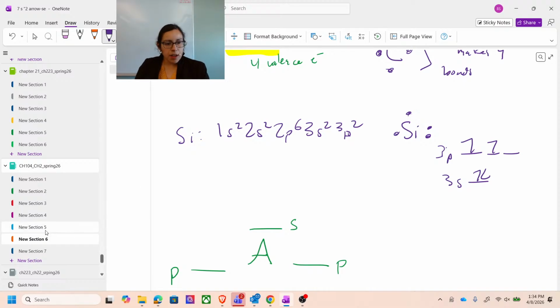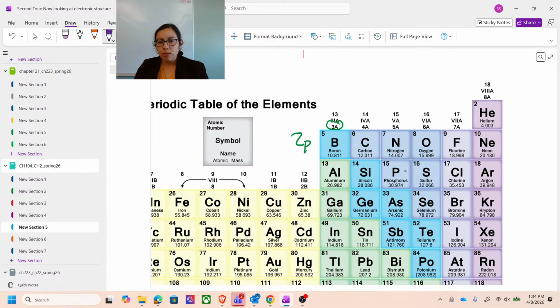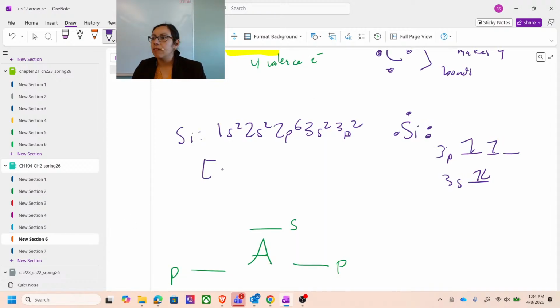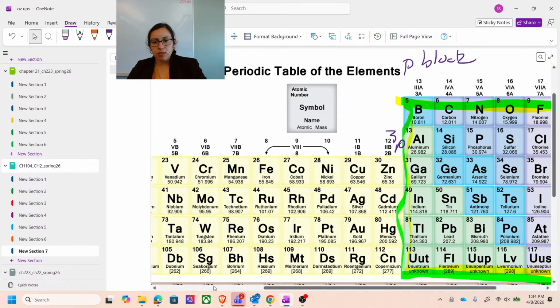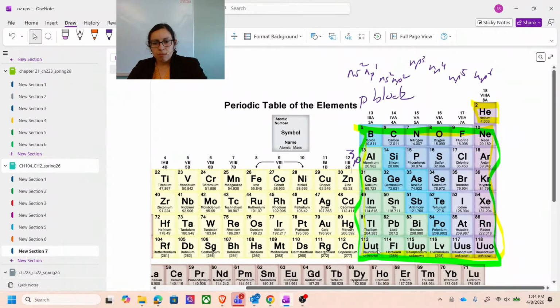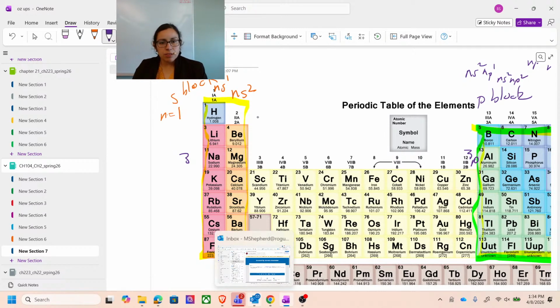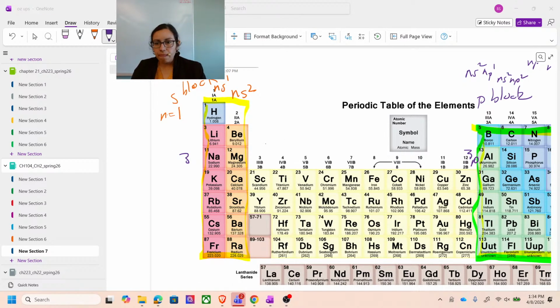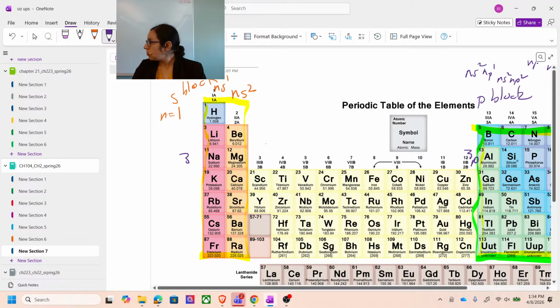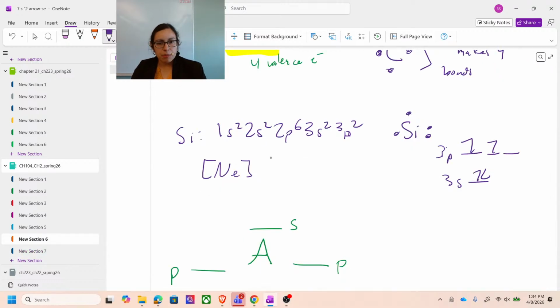And so there's a shorthand, and so the shorthand is that we can go back to the previous noble gas and then put it in brackets, and then that's our noble gas shorthand. So for silicon, right, we can go back to neon. So neon, again, is our previous noble gas, and then we just start filling up from neon, right? So neon, and then 3s2, and then 3p2, right? Just like we determined.